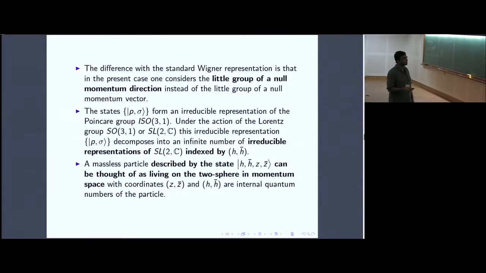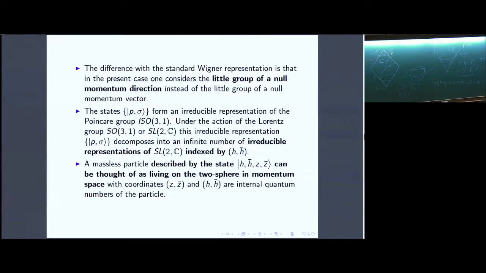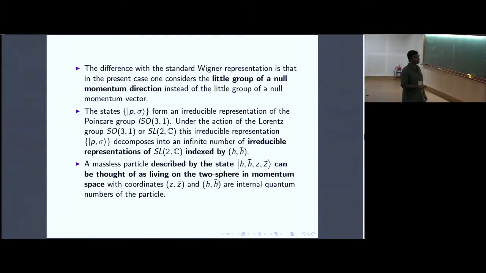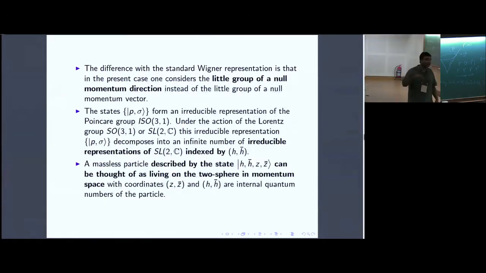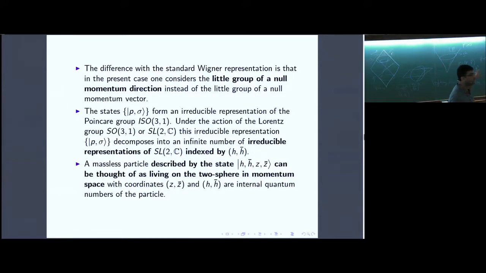So a massless particle described by this state, HH bar, ZZ bar, can be thought of as living on the S2, in the P space with coordinates ZZ bar, and we can think of this HH bar as the internal quantum numbers of these particles. Okay. So this ZZ bar has nothing to do with the space-time ZZ bar so far. Once I take into account how the space-time translations actually work, then you can say that these ZZ bar you can identify with this. But so far, ZZ bar is just P space. I should probably have called it some W bar, but I have used the same.